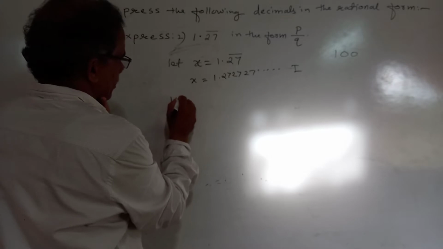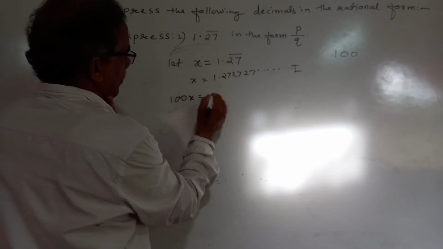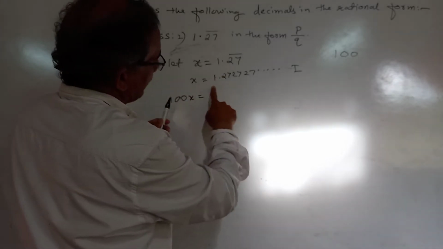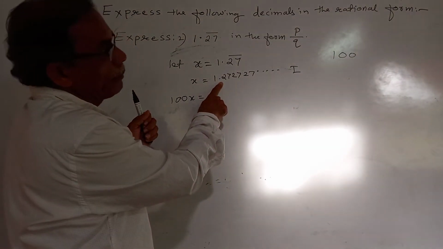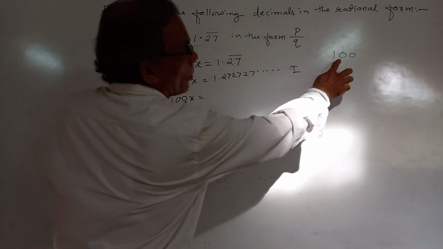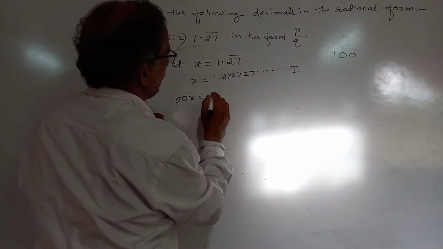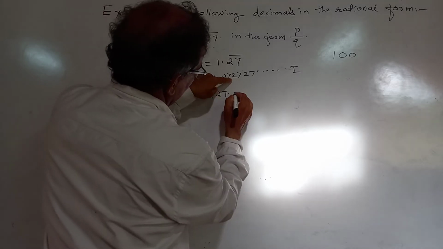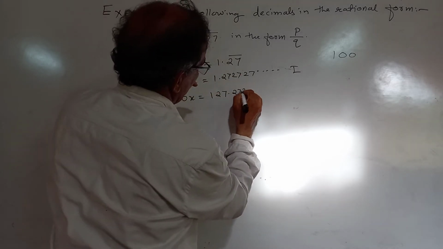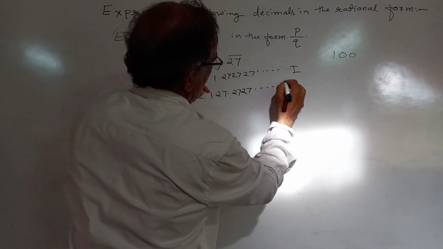So 100x is equal to, now when you multiply this side by 100, the decimal will go how many places to the right hand side? 2 zeros means 2 places. So it will be 127 point. This will come here. Then this will continue 27, 27. So this is the second statement.